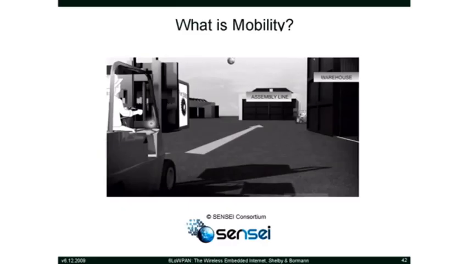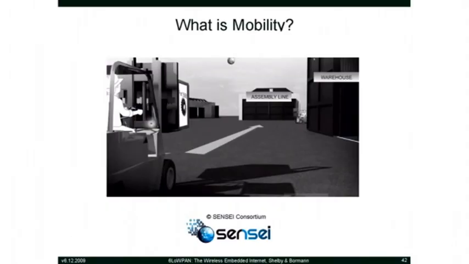Okay. So what is mobility? This is an example of an asset management application we looked at in the Sensei project, so in a warehouse. Mobility in practice, the way I like to define mobility is any time in a network, so network mobility, when your point of attachment changes, so your topology. So anytime we have a change of network topology, this is what I call network mobility. And this is the general understanding of what network mobility is.